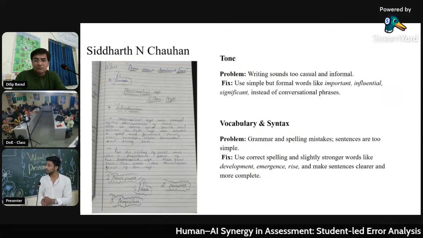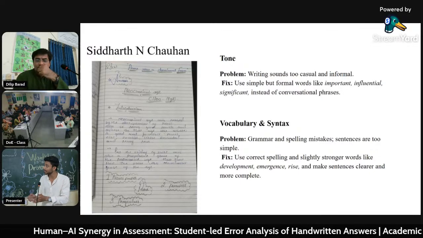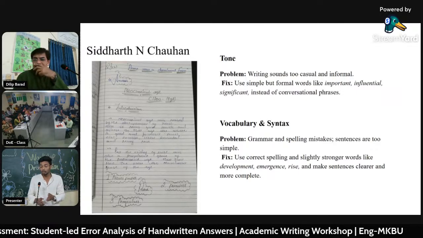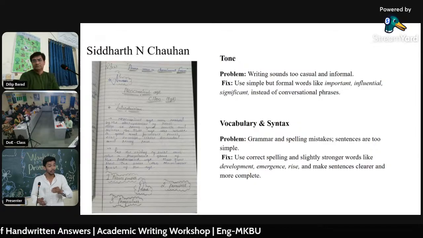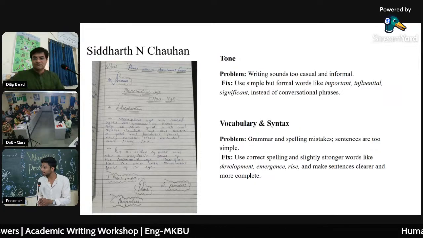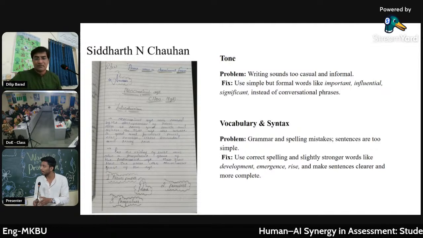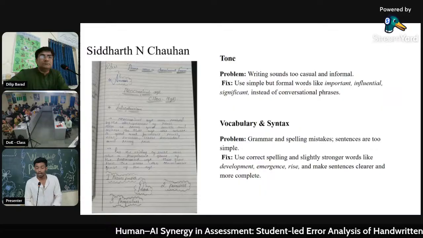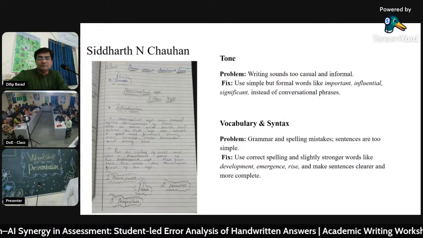And the second one is vocabulary and syntax. The problem in my answer is grammar and spelling mistakes. Sentences are too simple. There is no sample sentence that is used very well. How can I fix that? Use the correct spellings and slightly stronger words like development, emergence, rise, and make sentences clearer and more complex. Now I would like to invite Kushi Parmar for further discussion.